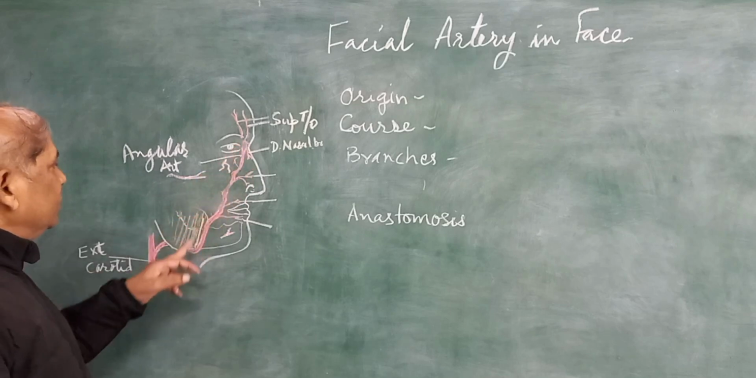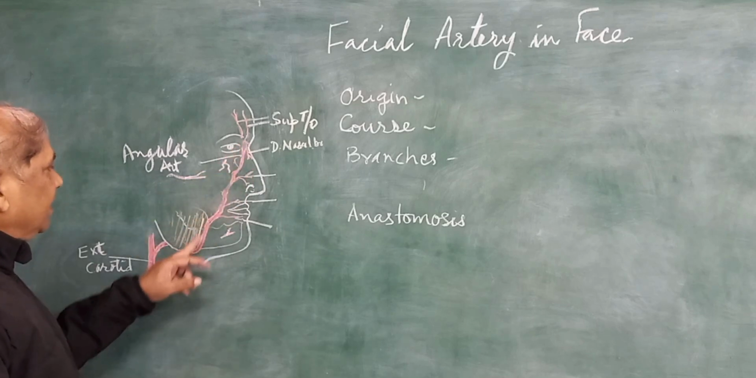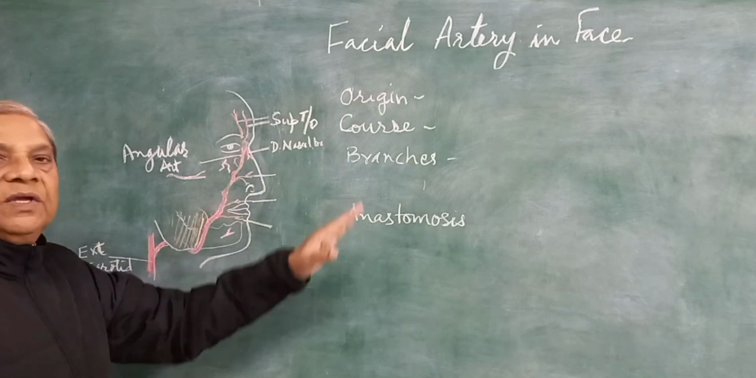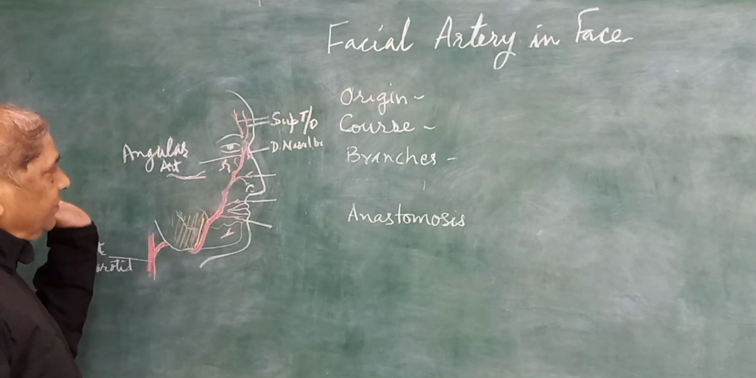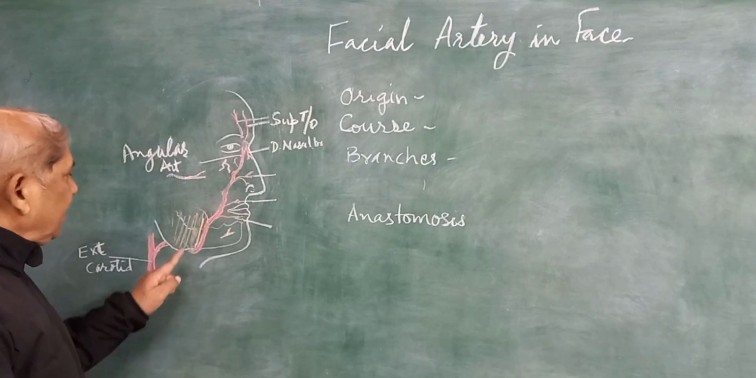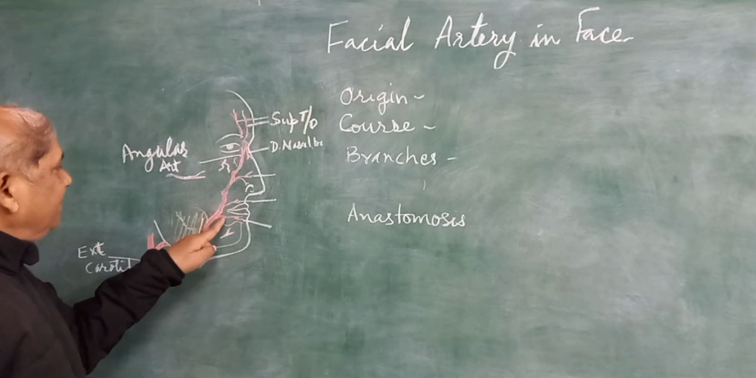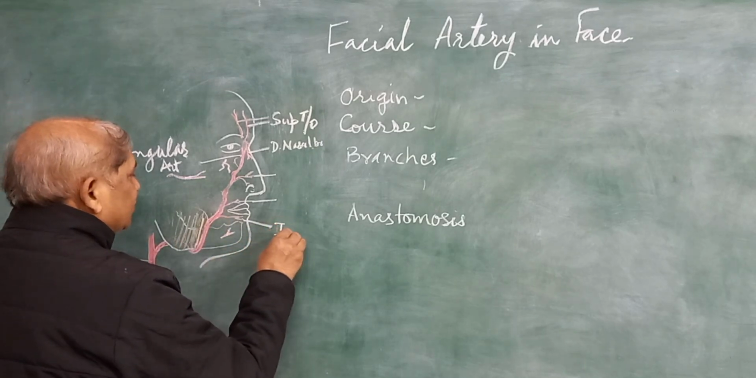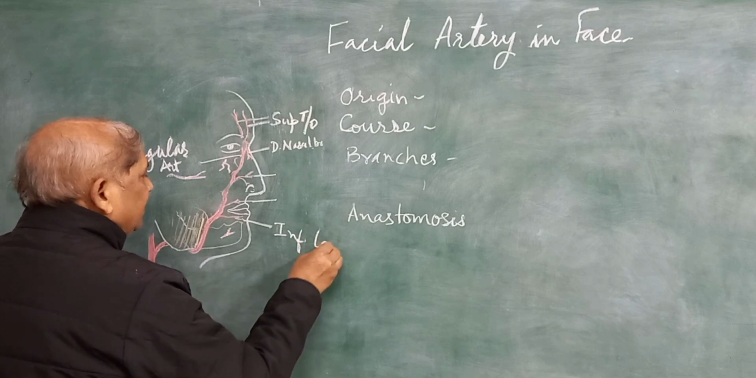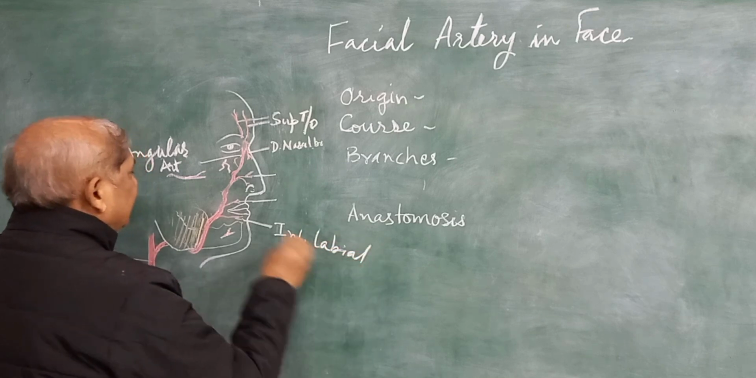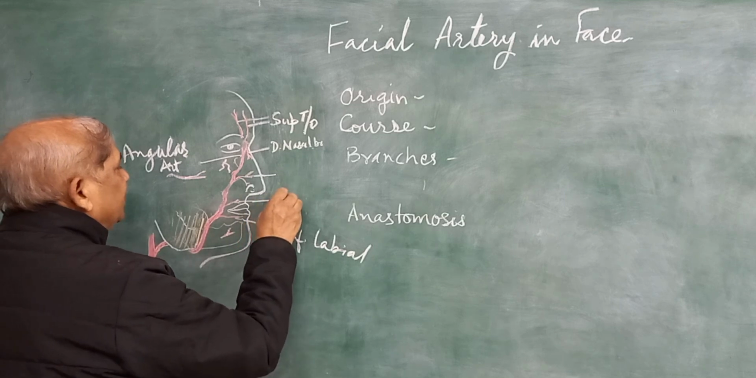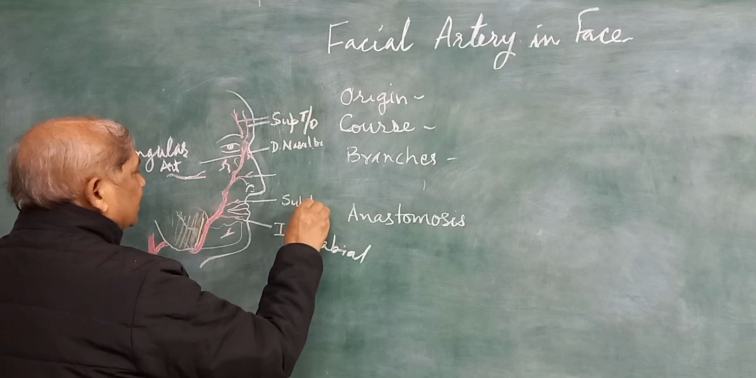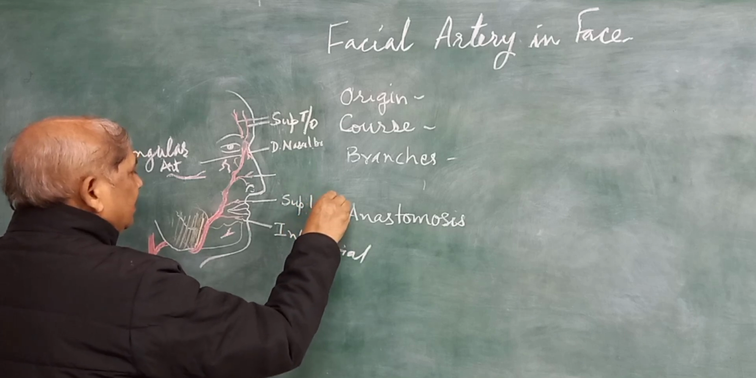So this is the course of the artery. When we come to the branches of this artery, we will learn the branches taking origin from its anterior side, and then we will learn from its posterior side. If you see these branches, then this is the inferior labial, a branch going to the lower lip, and then a branch going into the superior lip, so it is the superior labial branch.